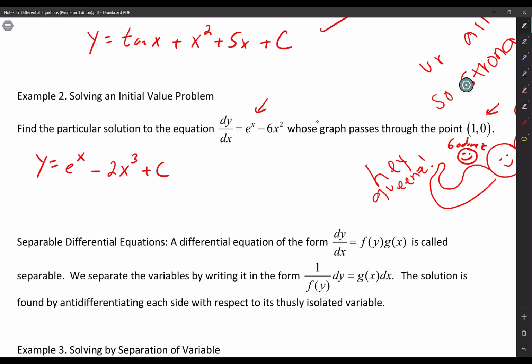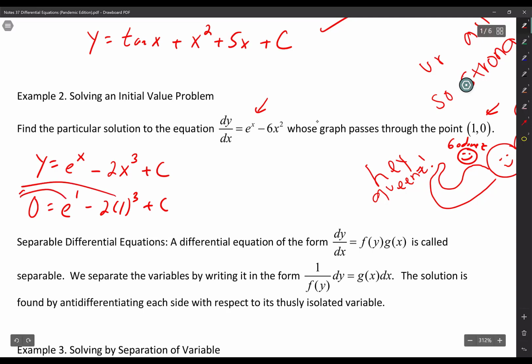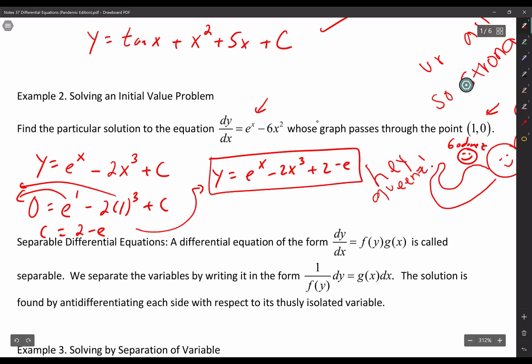And then since I got an initial statement here, or I got a point, (1, 0), I can just plug in. 0 equals e to the 1 minus 2 times 1 cubed plus c. Getting c by itself, moving everything to the left there, c is equal to 2 minus e. So my equation is going to be y equals e to the x minus 2x cubed plus 2 minus e. Hopefully I didn't make any mistakes there. And that's my equation.